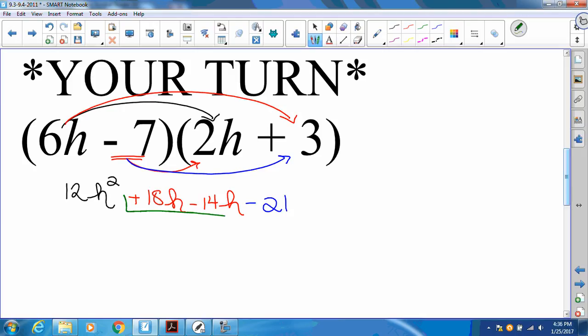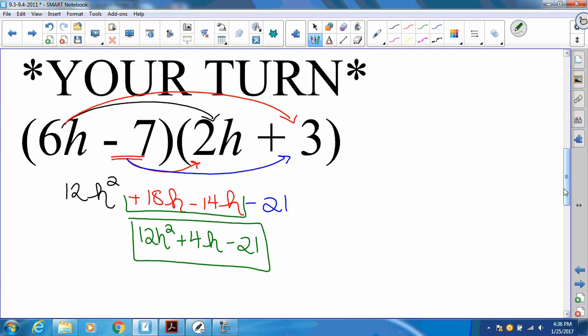Then I'm going to combine those middle terms. 18h minus 14h would give us 4h. I'm going to bring down my negative 21, bring down my 12h squared, and my 4h was positive. And there's my final answer. So notice when you multiply 2 binomials together, what you get out, this is a 3 term, is a trinomial. Okay?